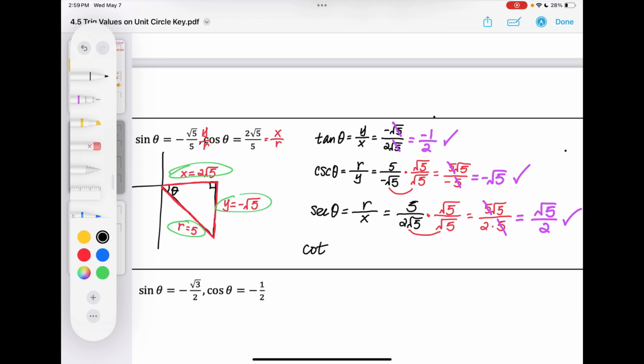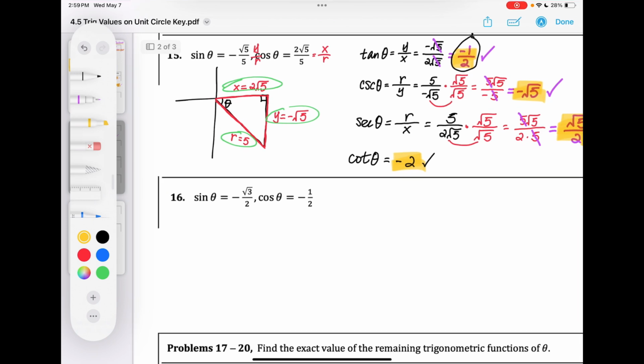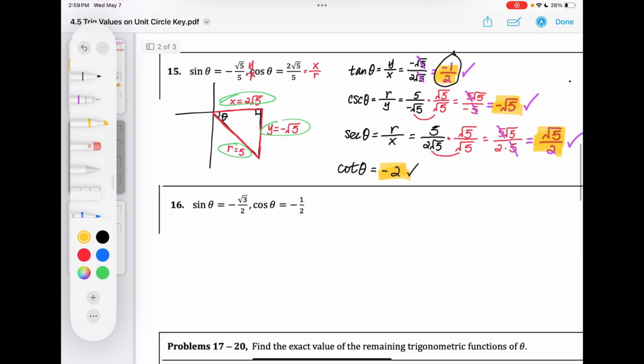One more to go. What will be my cotangent? So cotangent, remember, is the reciprocal of tangent. So you can just simply say that I'm going to flip that. So the answer will be negative 2. So one more time, we do not need a calculator. And this is awesome. This is fun. What you see is what you got. Now you see, not every answer has to be positive. Some are positive, some are negative, okay? So use the picture to guide us through.